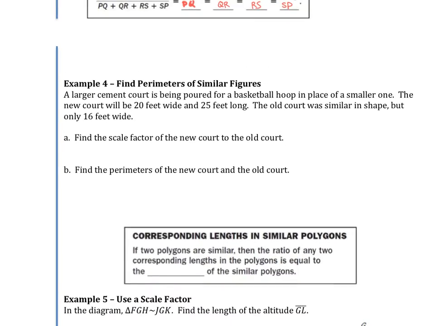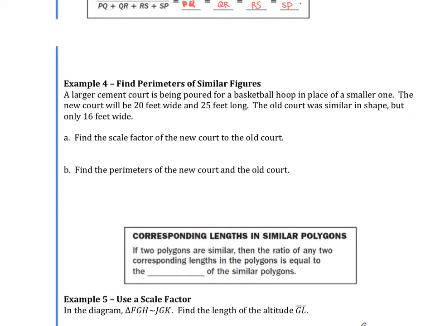Okay. So they tell us down here, a larger cement court is being poured for a basketball hoop in place of the smaller one. The new court will be 20 feet wide and 25 feet long. The old court was similar in shape, but only 16 feet wide. Find the scale factor of the new court to the old court.